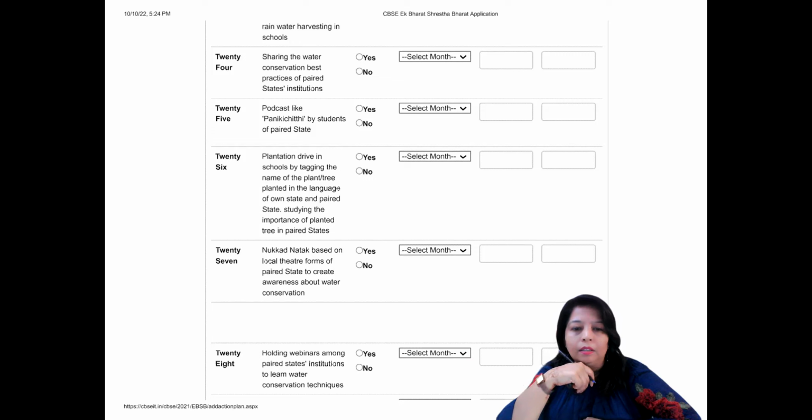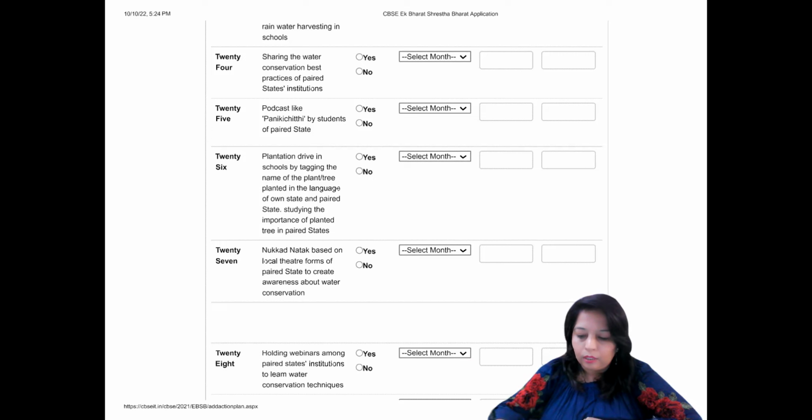Next is 27, Nukkad Natak based on local theatre forms of paired states to create awareness about water conservation. Nukkad Natak, activity number 27, to be conducted by the Hindi department. Next, 28, holding webinars among paired states institutions to learn water conservation techniques. This activity number 28 is to be conducted by the English department in the form of debates and declamation, right? You can talk about it.